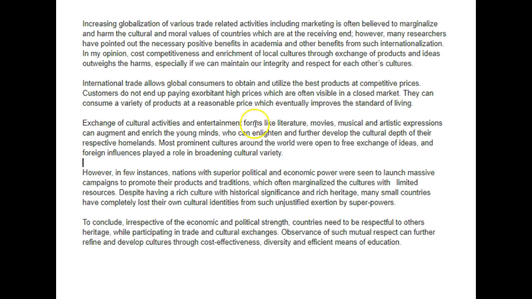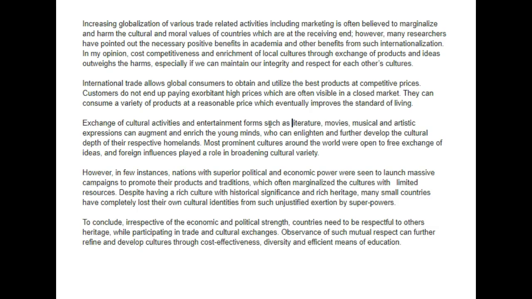Exchange of cultural activities and entertainment forms such as. Don't use "like" in place of "such as". "Like" is for making analogies. It was like this. But this is not an analogy. These are examples. So always use "such as". Such as literature, movies, music and artistic expressions can augment and enrich young minds, who can enlighten and further develop the cultural depth of their respective homelands.